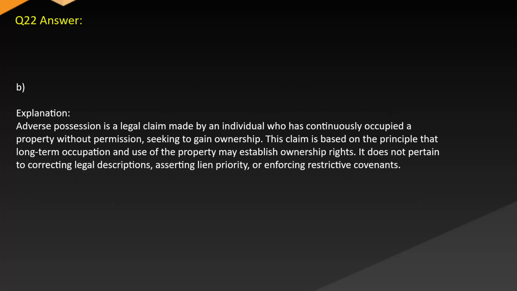Answer: B. Explanation. Adverse possession is a legal claim made by an individual who has continuously occupied a property without permission, seeking to gain ownership. This claim is based on the principle that long-term occupation and use of the property may establish ownership rights. It does not pertain to correcting legal descriptions, asserting lien priority, or enforcing restrictive covenants.